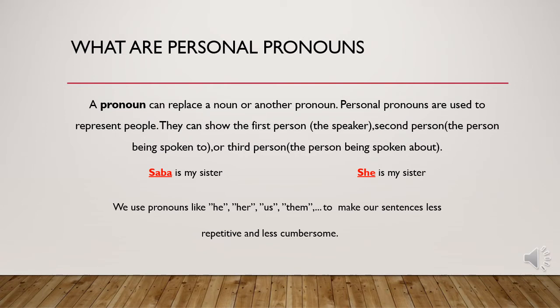They can show the first person, the speaker, second person, the person being spoken to, or third person, the person being spoken about. Saba is my sister. In this sentence, Saba is a noun. It is being replaced with pronoun she in the second sentence. She is my sister. We use pronouns like he, her, us, them to make our sentences less repetitive and less cumbersome.